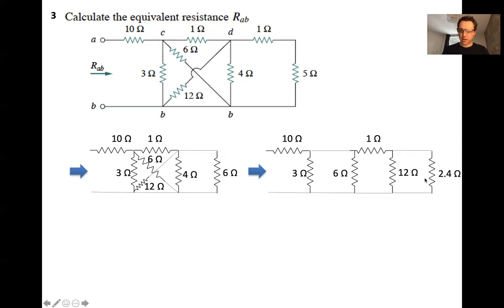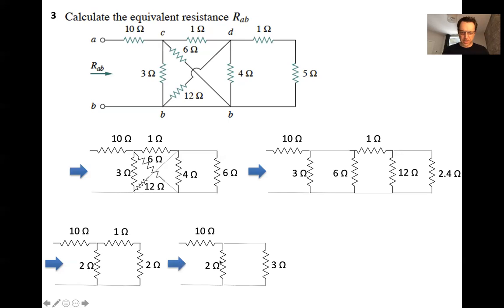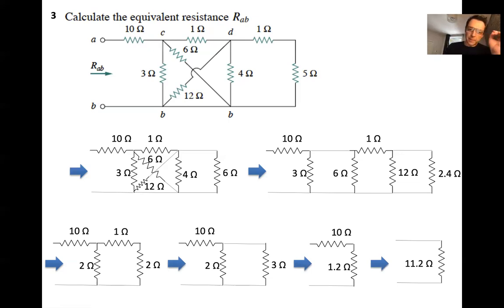We can combine 12 and the 2.4 in series, and that gives us 2 ohms. And we can combine the 3 and the 6 ohms in parallel. So 3 times 6 divided by 3 plus 6 is 2 ohms. Right? So now we're getting down to the end. The 1 and the 2 combine into a 3. The 2 and the 3 combine into a 1.2. And the 10 and the 1.2 combine into an 11.2. So again, as long as you can maintain your connections of every resistor, you can redraw it in whatever shape you want.